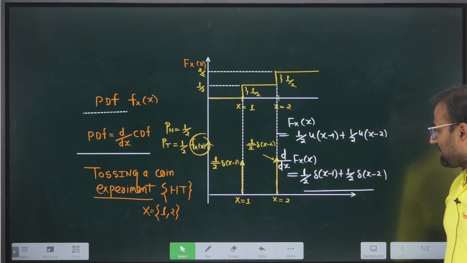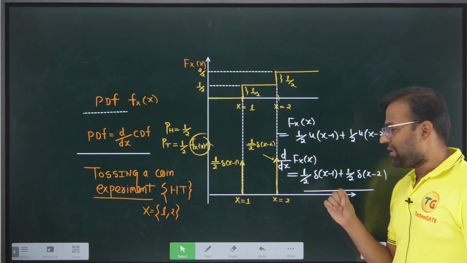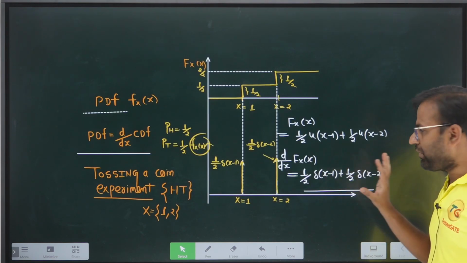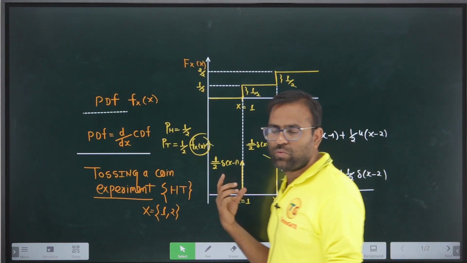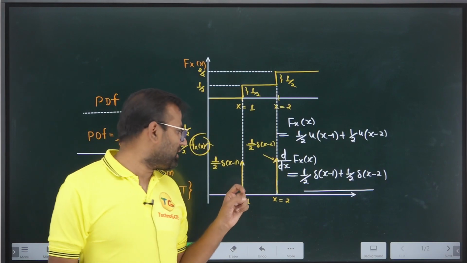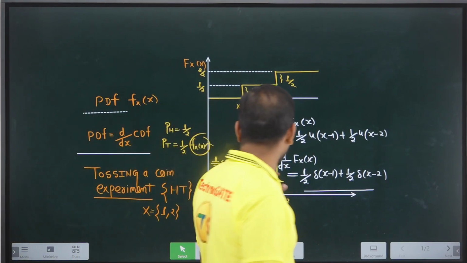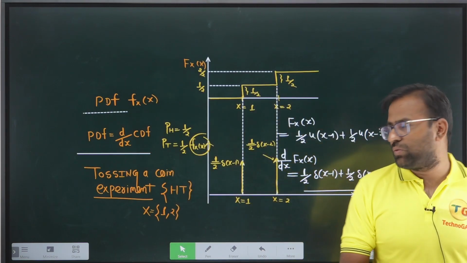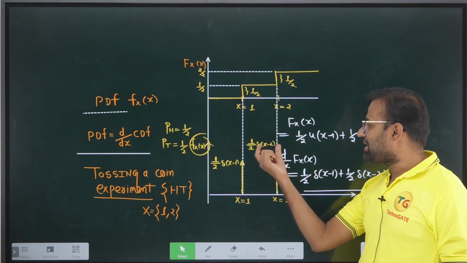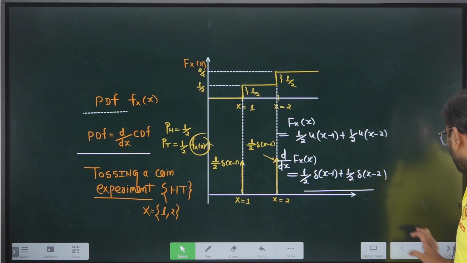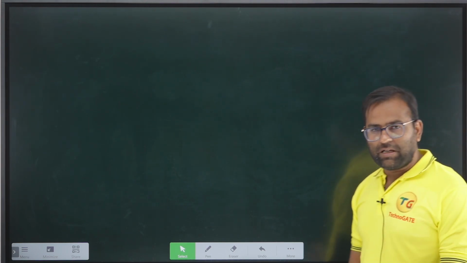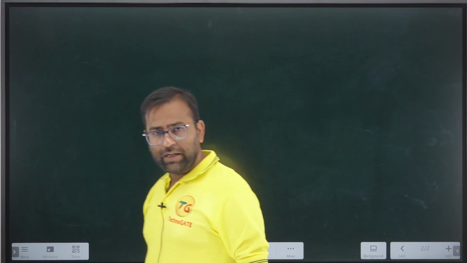So this is the idea to represent probability with the help of area under the curve. We are having one impulse at x equal to 1, whose height is not 1 by 2. The height of an impulse is always infinity. So the area of the impulse is 1 by 2, and the area of the impulse at x equal to 2 is also 1 by 2. So the second idea represents the probability with the help of area under the curve.